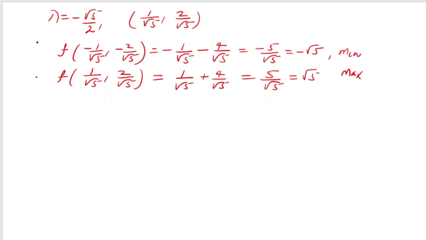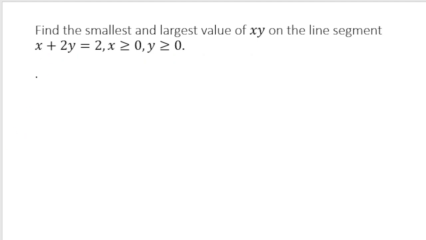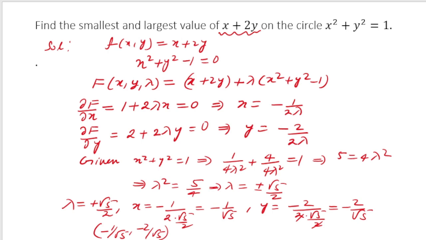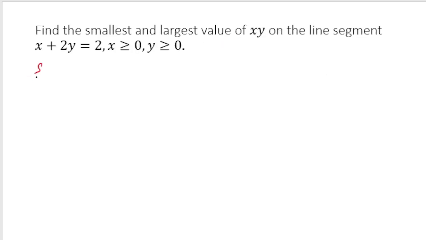So I hope by now the things are clear. So let us quickly solve this problem, and you can see these are simple problems, and can be asked as multiple choice questions also. So let us take the next one. Find the smallest and largest value of xy. So the given function here is f of x comma y is equal to xy, and the constraint is x plus 2y is equal to 2, and x should be greater than or equal to 0 and y should be greater than or equal to 0.